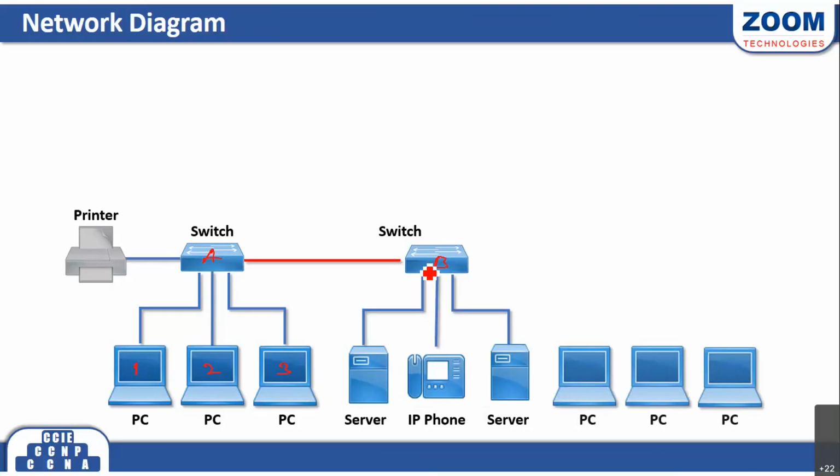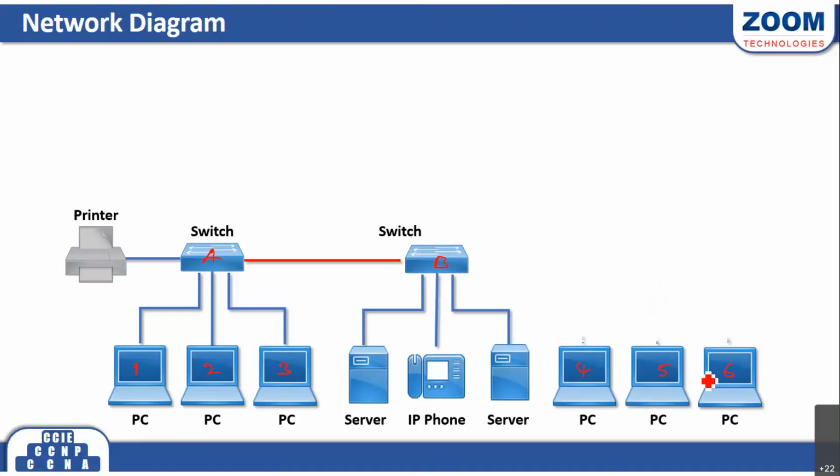Next requirement: here I have PC4, PC5, and PC6. These devices 4, 5, 6 are wireless devices. Now can PC4 communicate with PC1? No. Can PC4 use the printer? No. Can PC4 use a server? No, because all of these are wired and this is wireless.